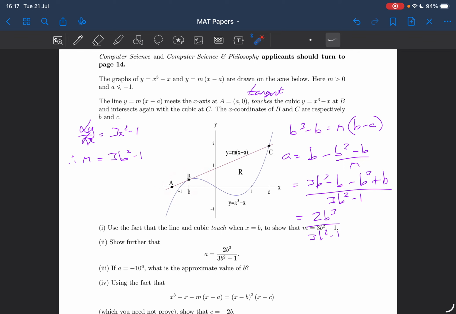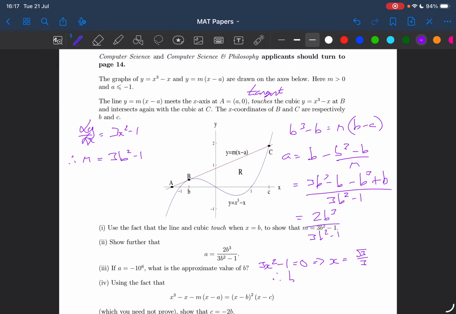So if we take the derivative of it, 3x squared minus 1, and set that equal to 0, what we end up with is that x is going to be equal to the square root of a third, so root 3 on 3.